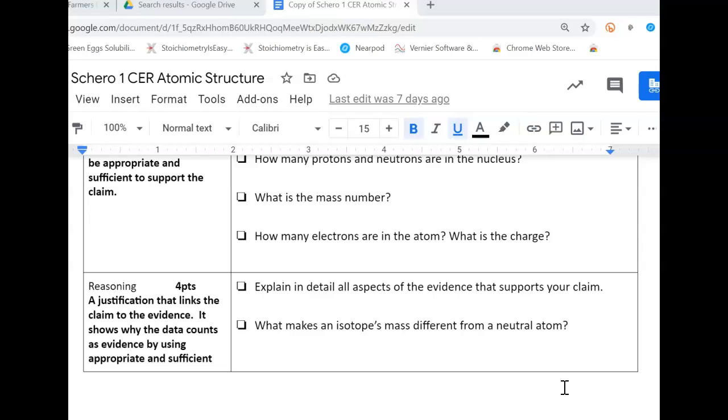Explaining a positive or a negative charge would involve things like there are more protons than electrons, so this has a positive charge and it's a cation, or oppositely, there are more electrons than protons, so this has an overall negative charge, so this is an anion. Okay, let's talk about the mass a little bit. What makes an isotope's mass different from a normal neutral atom? An isotope has a different number of neutrons than the regular atom did.